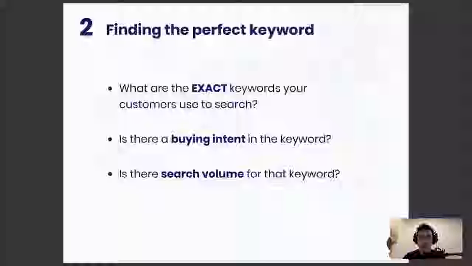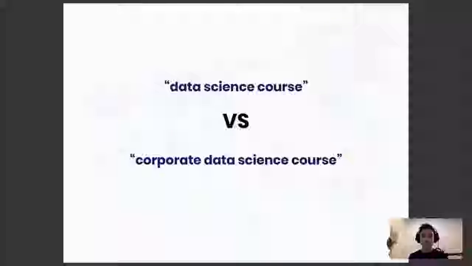So what are the exact keywords? Is there buying intent? And is there search volume? Once you can find that keyword that satisfies these three things here, then you have found yourself a great keyword. All right. Okay, I'll go to the next one. Okay, so I'm going to show you an example based on LEAD. Okay, so at LEAD we provide data science courses. All right, so these are two keywords. Now imagine this, right? Data science course versus corporate data science course are two totally different keywords. And that's what I mean by exact keywords.